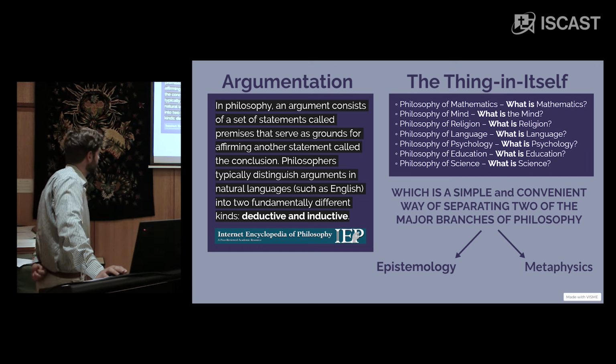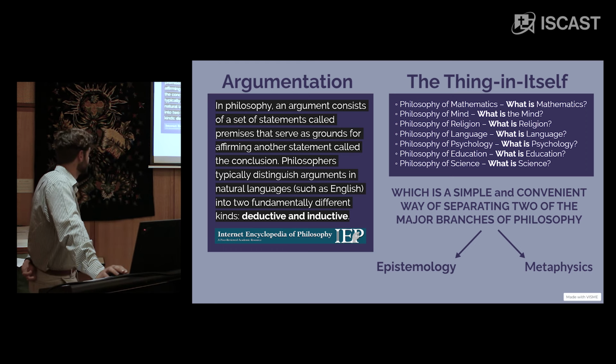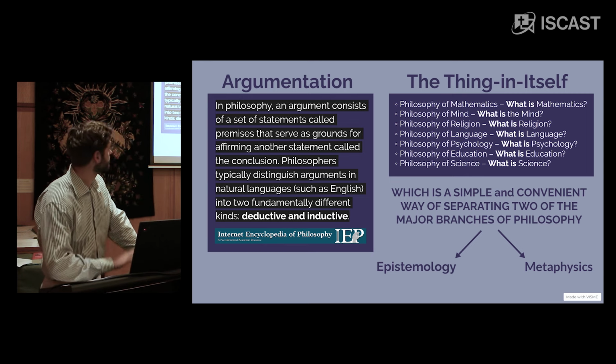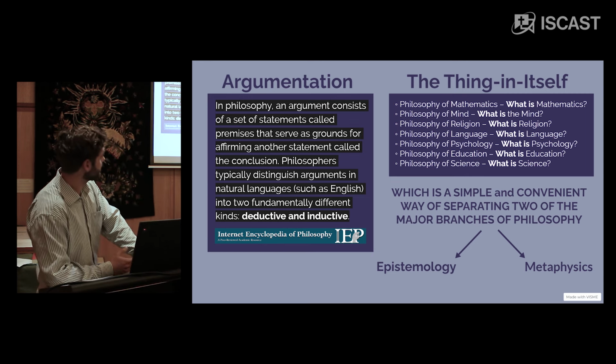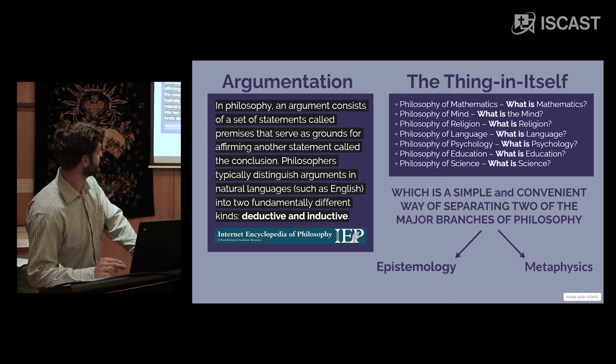So why did I mention argumentation? Well, in philosophy, an argument consists of a set of statements called premises that serve as grounds for affirming another statement called the conclusion. Philosophers typically distinguish arguments in natural languages such as English into fundamentally different kinds, deductive and inductive. That's taken straight from the Encyclopedia of Philosophy. And the second one was the what is definition. The first is basically you can argue about it, and we'll go through those arguments in a minute. But the second one was what is.